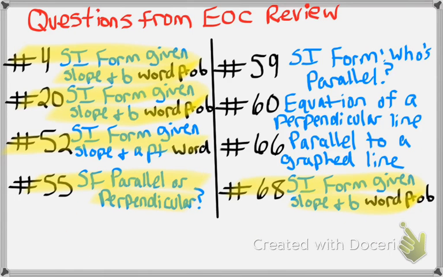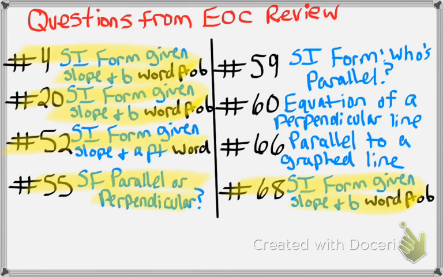Excuse my highlighting, but it's my way of keeping track of what I've done. That way I don't go back and redo a question. All right, so let's see. Number 59 is a question asking us who's parallel. Number 60 is the equation of a perpendicular line, and 66 is parallel. These two, if I remember correctly, were more nitty-gritty writing equations. So let's do number 59 first, and we'll get to these ones in a moment. Those are good review, though.